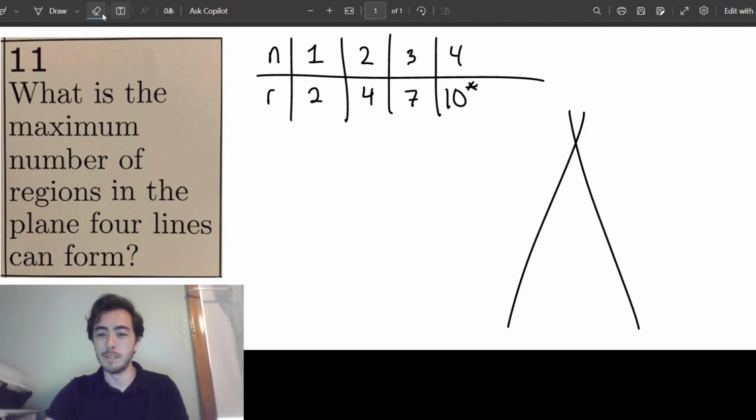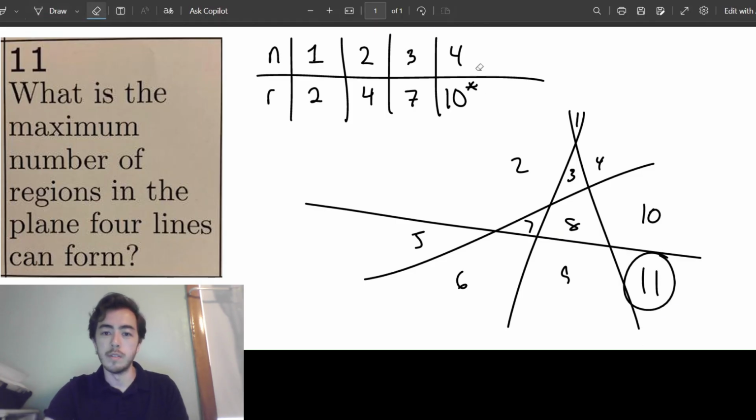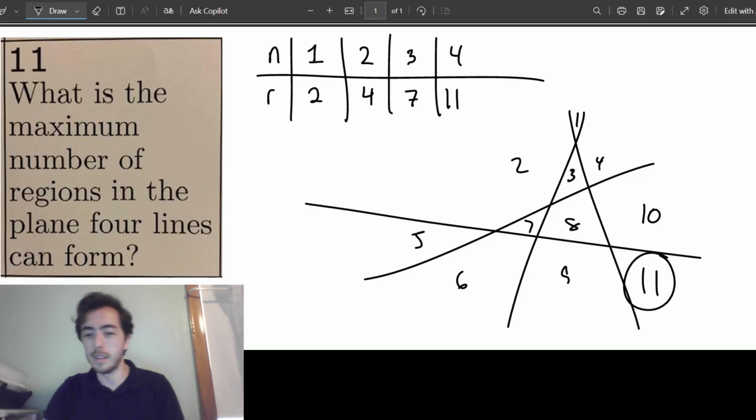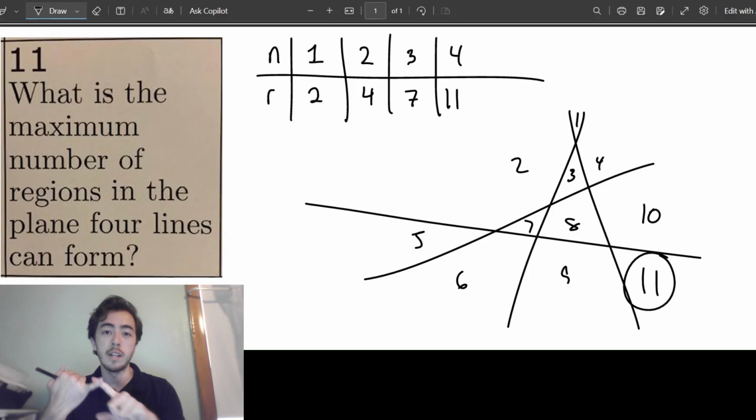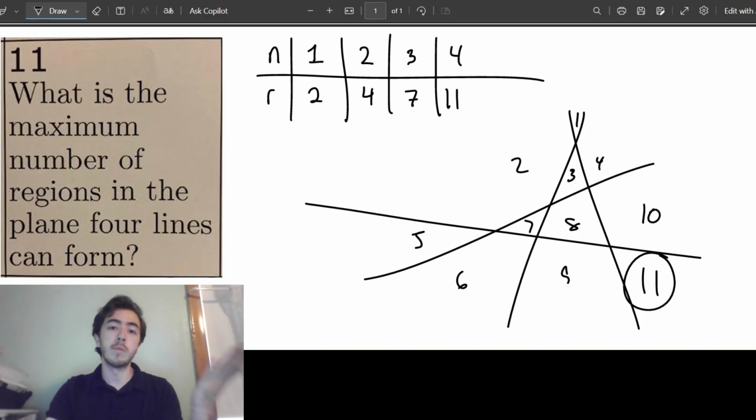But then it would make sense to finally make these lines intersect as well. 1, 2, 3, 4, 5, 6, 7, 8, 9, 10, and then 11. And there's not much else we could do because we've done all that we can do. We made sure that we didn't intersect over existing intersections, and then we made sure that all of our lines are mutually non-parallel. So maybe there's more rules that we'd have to consider for this kind of geometry if we got 5, 6, 7 lines perhaps.